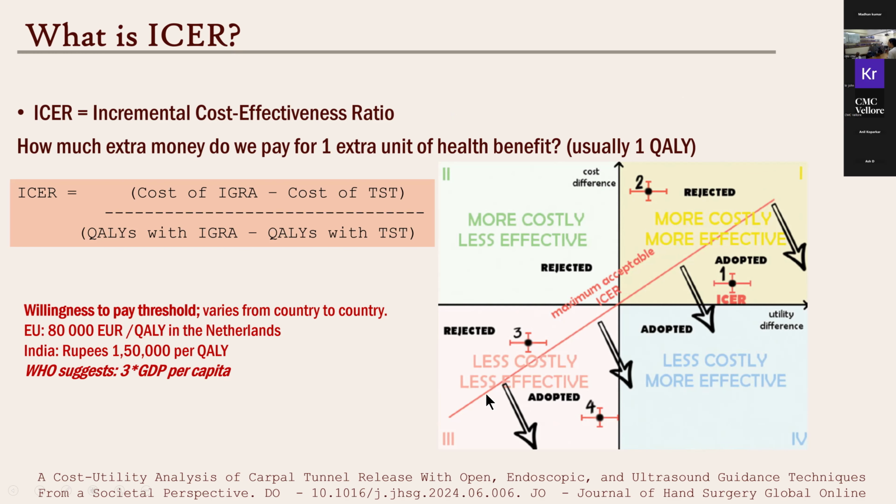Now, the cost will depend on the willingness to pay. Different places will have a different threshold for their willingness to pay. That is this line. This line is the willingness to pay. So if it falls below this line, then you might want to implement it. WHO broadly suggests 3 times GDP per capita. For the European Union in this study, they have looked at 80,000 euros per QALY gained. India, based on our HTAs, the average is around 1 to 3 lakhs, so around 1.5 lakhs per QALY gained is what India is willing to pay in recent HTAs. So that is sort of how you look at it.